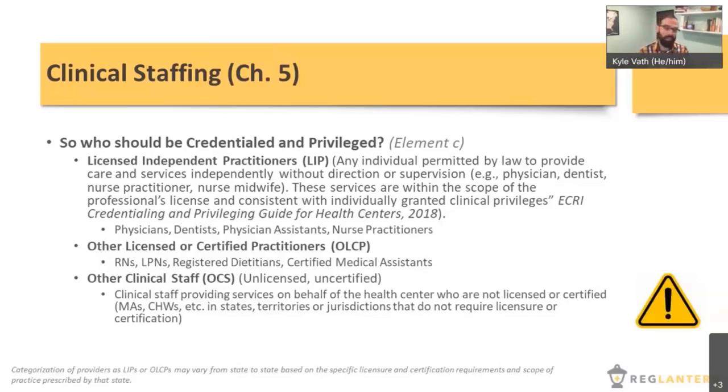If I pick up a credentialing and privileging policy, I can look at it generally in about 10 seconds and tell if they updated it since 2018. If they just have LIPs and OLCPs in their policy, I know they haven't looked at it since 2018, because it's really important that you have other clinical staff in there. These are 3 specific areas that you have to define in your credentialing and privileging policy, and you have to credential and privilege them.